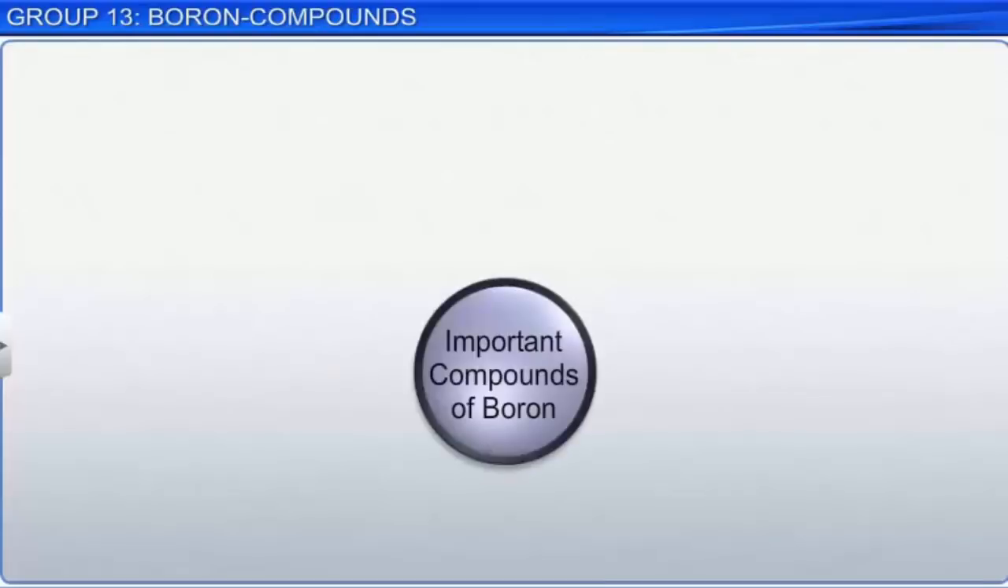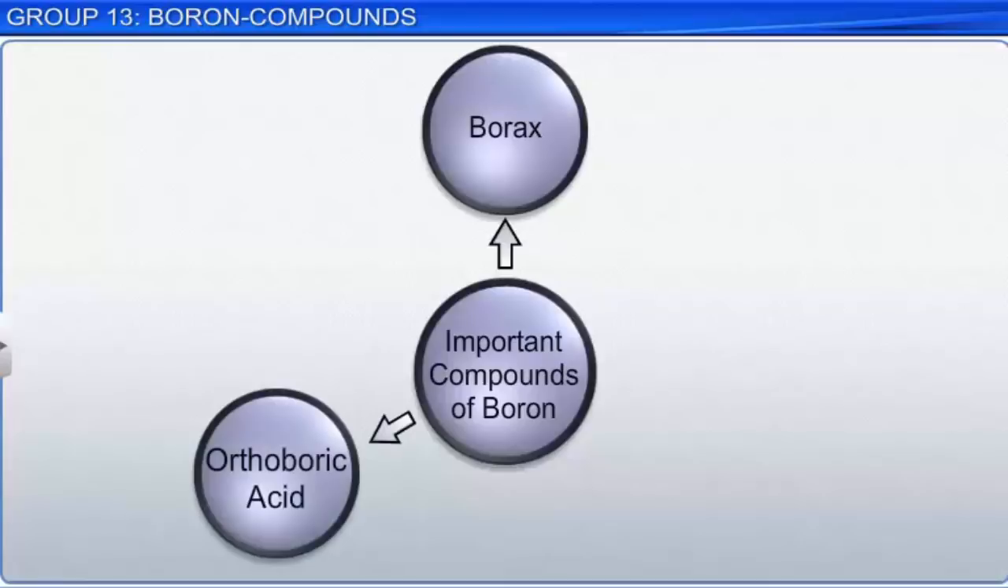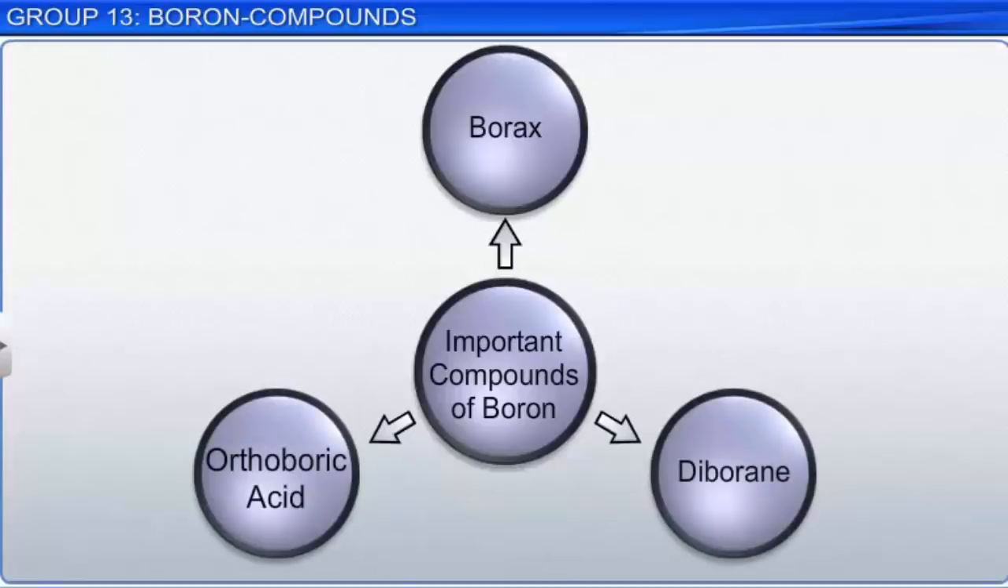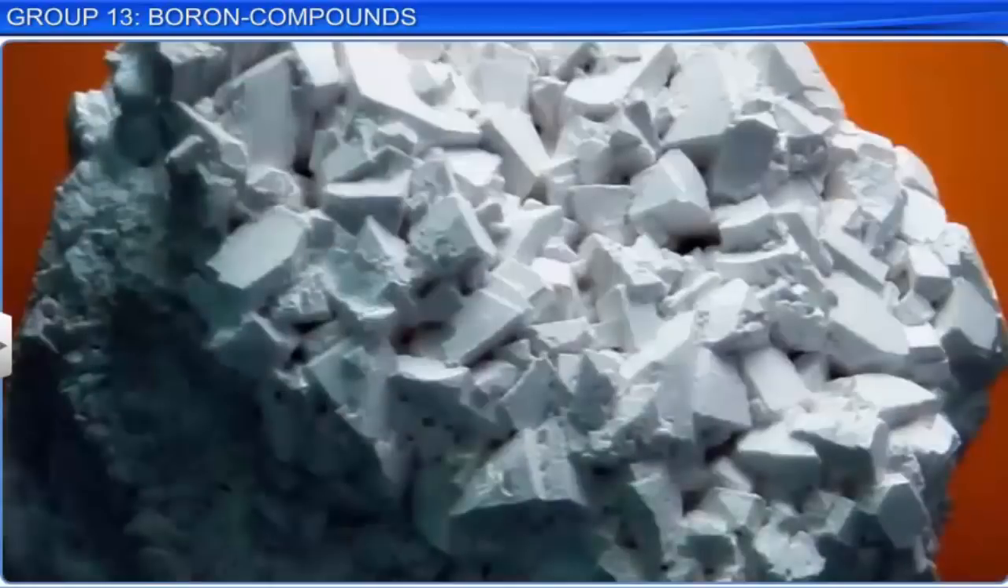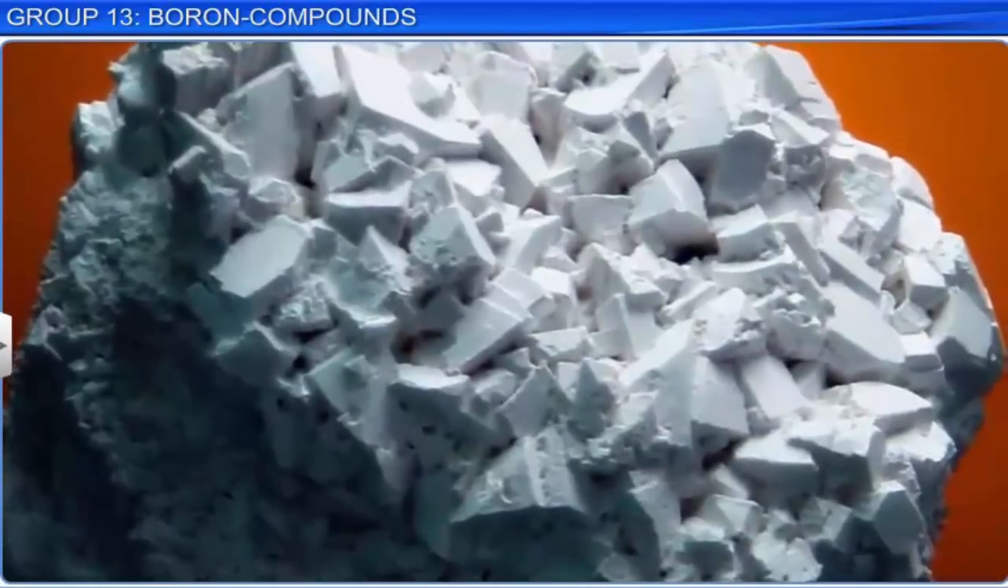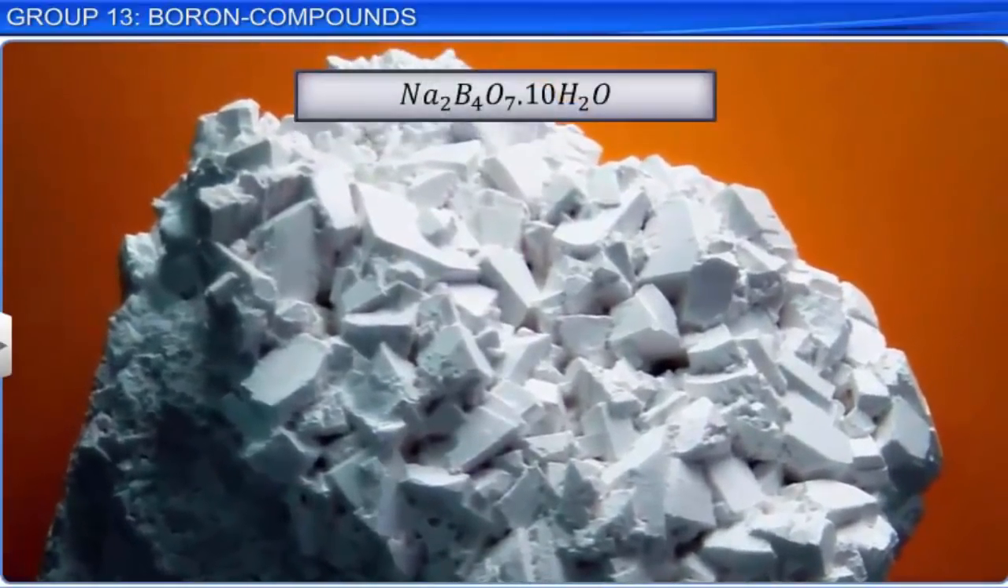Some important compounds of boron are borax, orthoboric acid, and diborane. We will discuss each of them in turn. Borax is the most important boron compound. Borax is used as a flux in soldering and as a cleaning agent in leather industry and laundry. Found as a white crystalline solid, as shown in the photograph, borax is a decahydrate of sodium tetraborate that you see here.